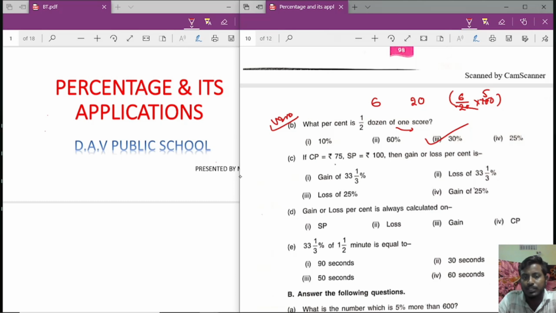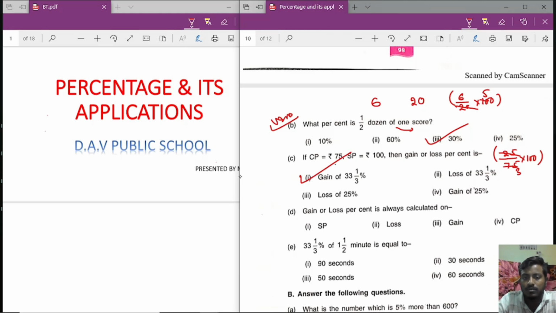Okay, next question, if CP equals 75, SP equals 100, find the gain or loss percentage. So here is gain because SP is greater. Gain is 25, divided by CP, that is 75 into 100. So 25, 3 ja, 100 by 3. So here is profit. So profit is 33 whole 1 by 3%. So option number I is the correct answer.